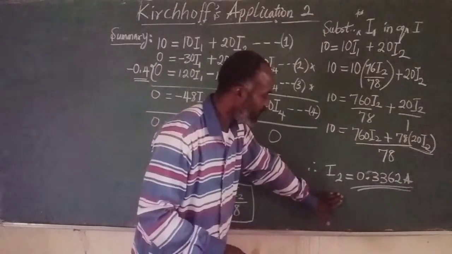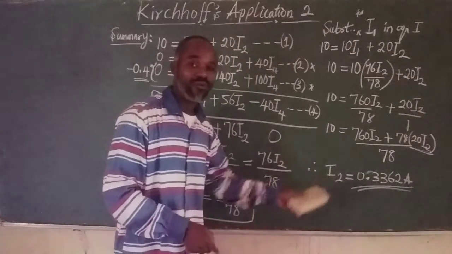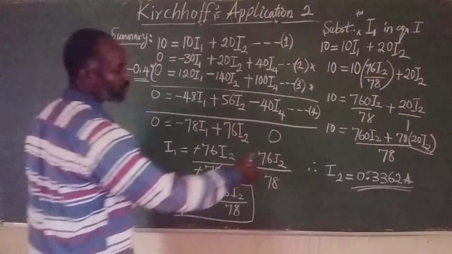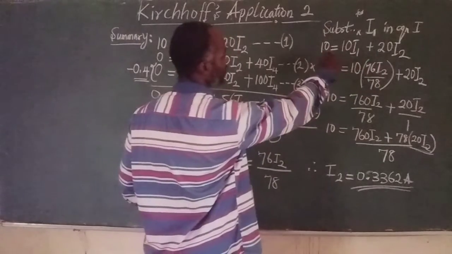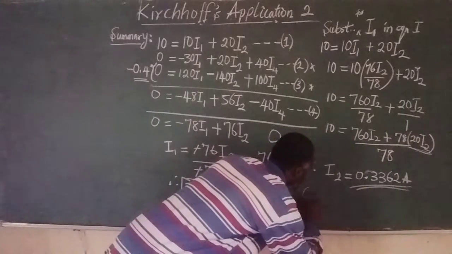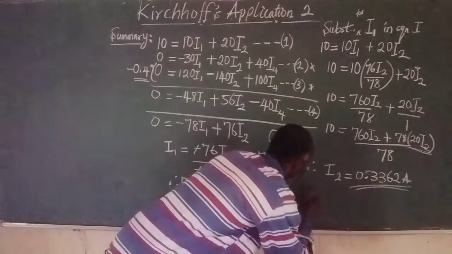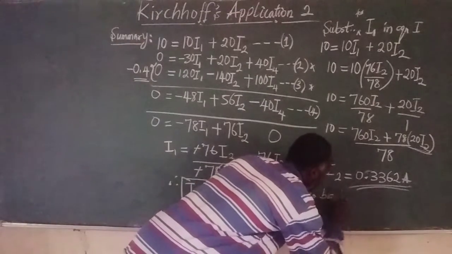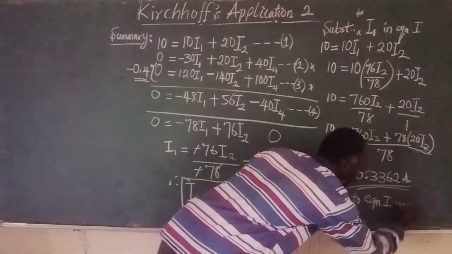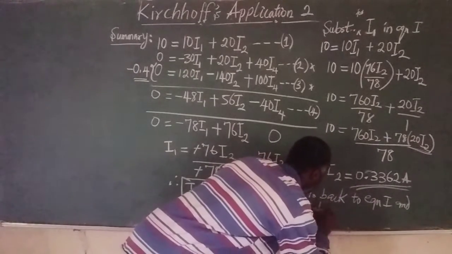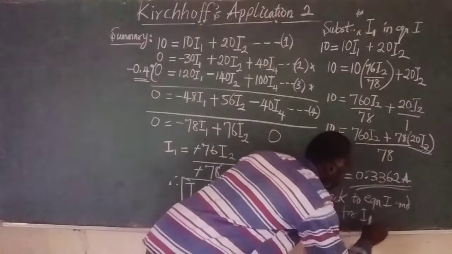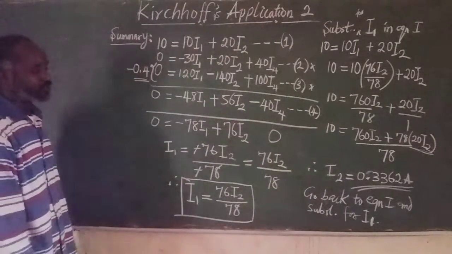Alright, so now we have found current 2. We need to move on to find current 1. We have found current 2 to be this. We go back again to equation number 1 and substitute for current 1. So we're going back to equation number 1 to substitute for current 1.